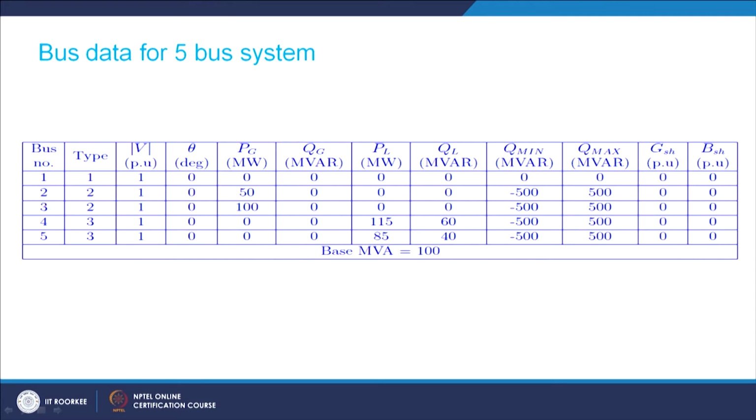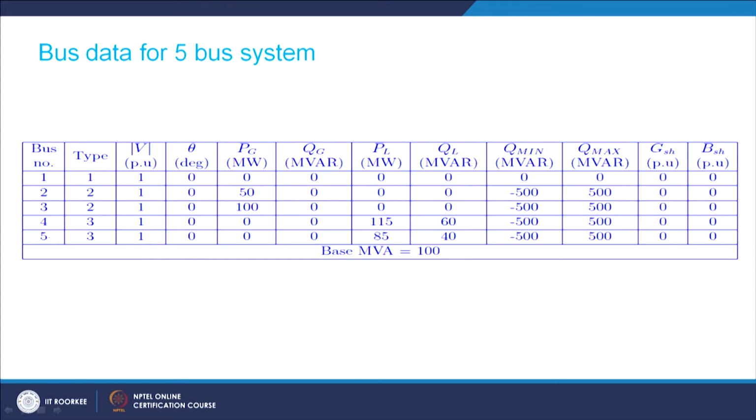Bus 2, 3 are considered to be the PV bus. So, as a result their type is taken to be 2, and then subsequently bus 4 and 5 are considered to be PQ bus. So, as a result their type is taken to be 3. Now, in this example for bus 1, bus 2 and bus 3, that is for these 3 generators, the specified voltage is 1 per unit, everything is in per unit here.